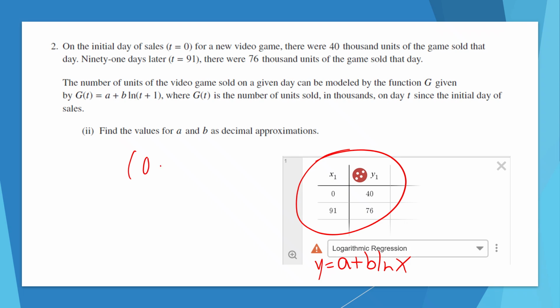If you try to plug in 0, 40 into that, you would be plugging in a plus b ln 0. That's not what we want. You can't take the natural log of 0 or a negative number. But the equation that we had was t plus 1. So how can we adjust for that?